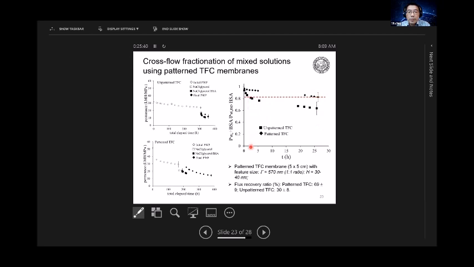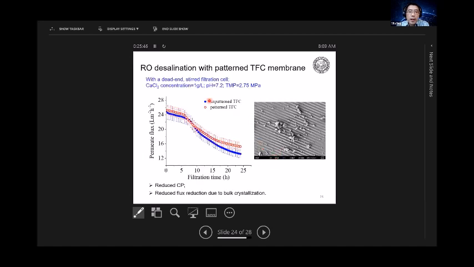And for the non-patterned membrane, you get a very quick reduction in flux. And lastly, we did reverse osmosis. Unfortunately, we did it in a dead-end stirred cell because we couldn't make a very large defect-free patterned membrane for high pressure testing.